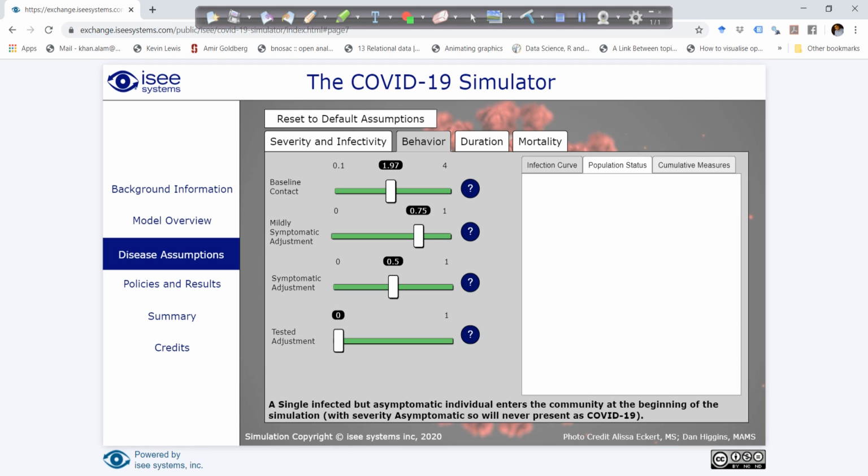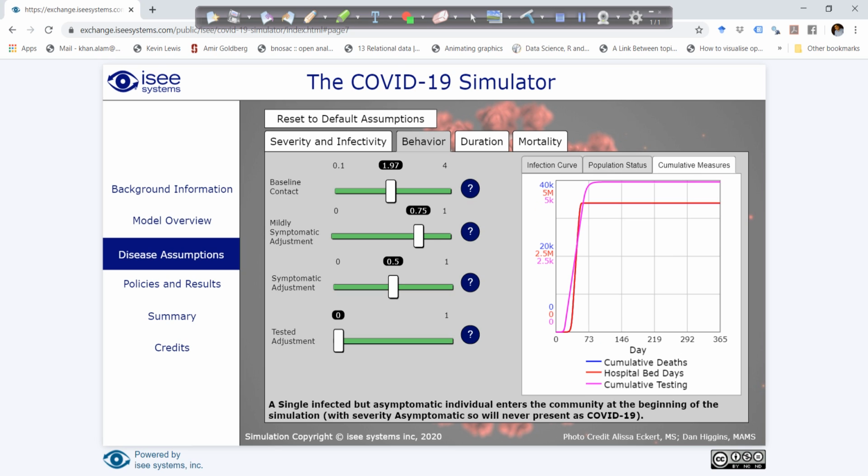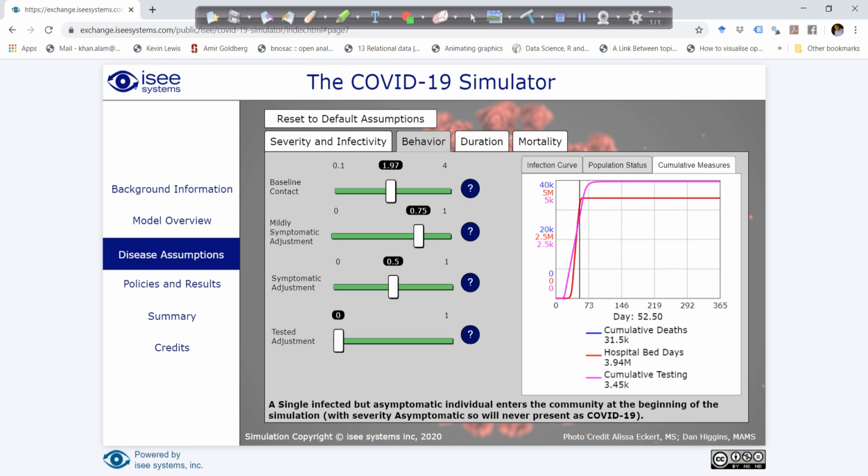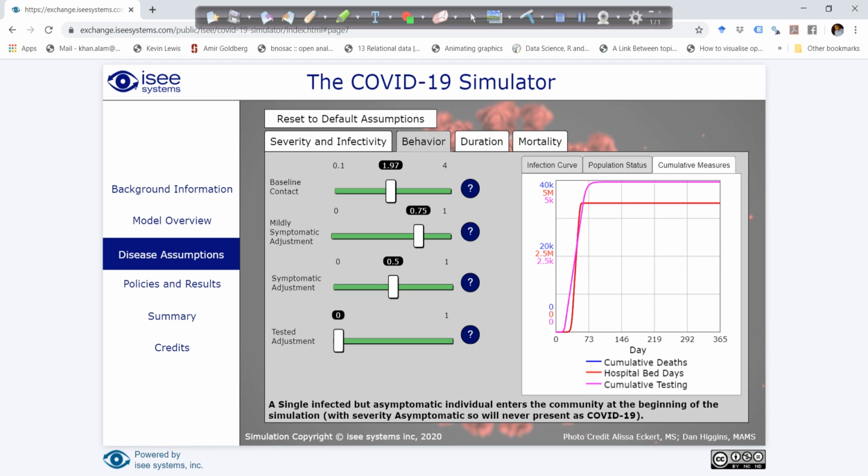So in this case, the cumulative measures look like this, where we have a cumulative testing requirement of 5K within almost 2 months. And if you look at the hospital beds requirement, on the other hand, cumulative deaths is around 35K, still showing that's the maximum that could be reached for the city.